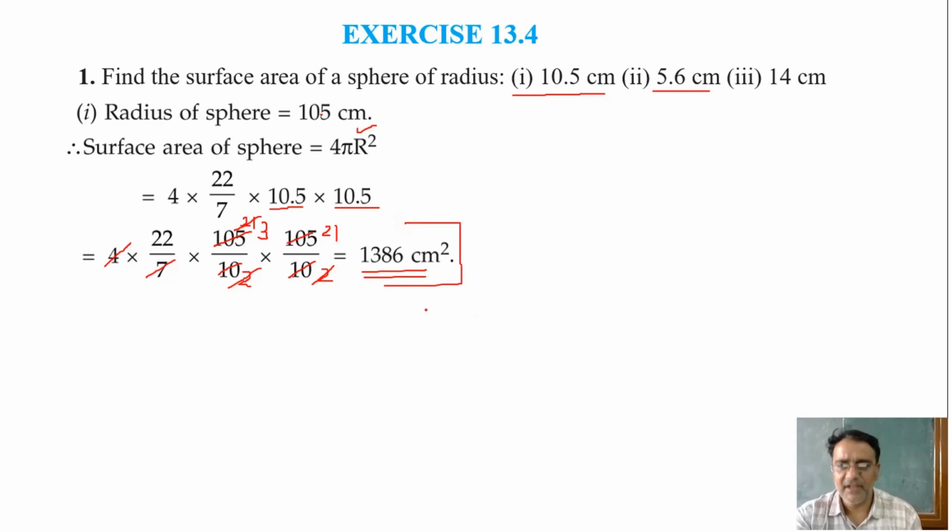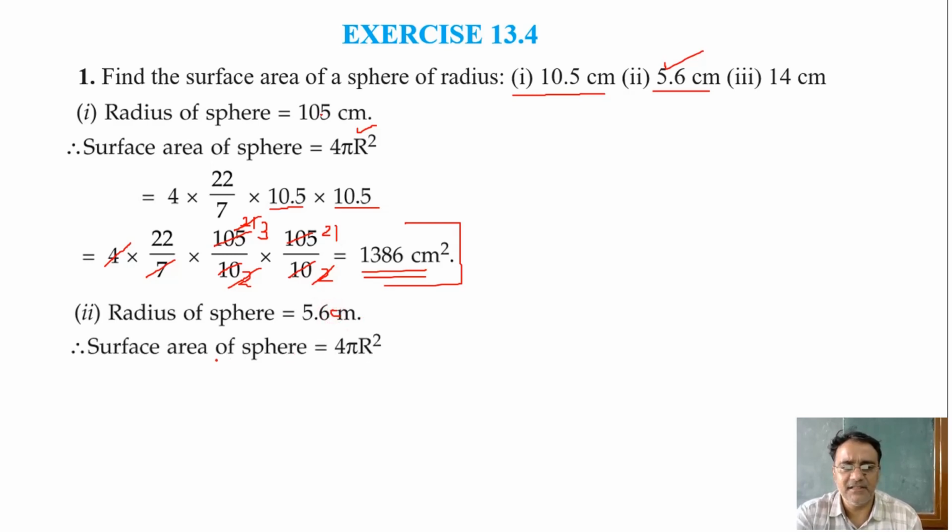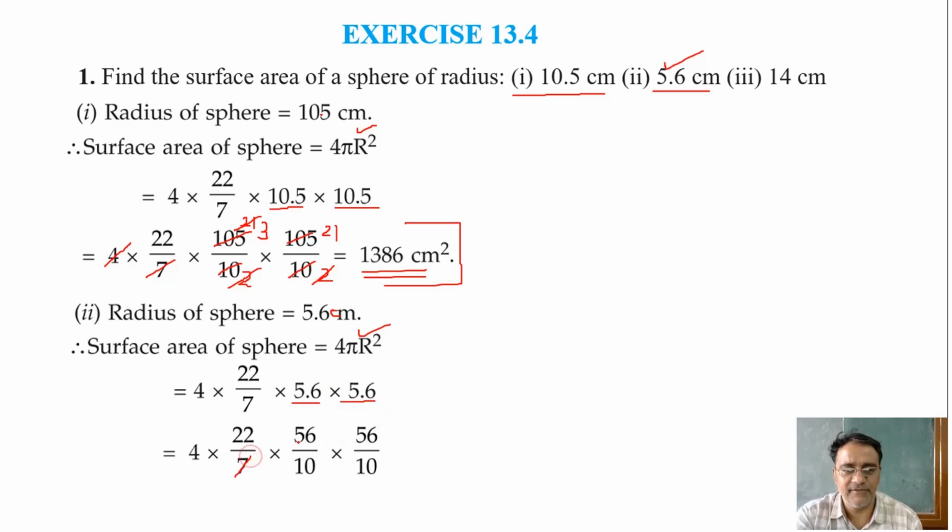No sir. Okay, now the second is 5.6 centimeter. So the radius is 5.6 centimeter. And the surface area, same formula, 4 pi R square. So 4 into 22 by 7 into 5.6 into 5.6. Here also we can remove the decimal. Now 56, we can cancel it by 7. Then multiply everything and divide by 100.